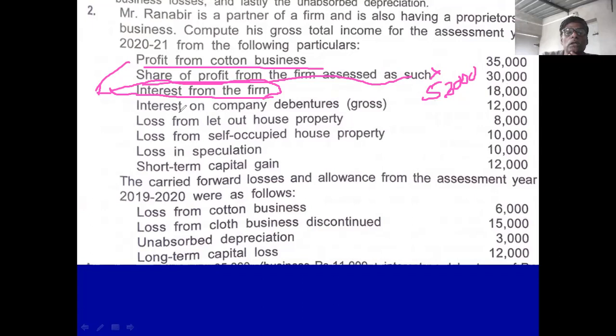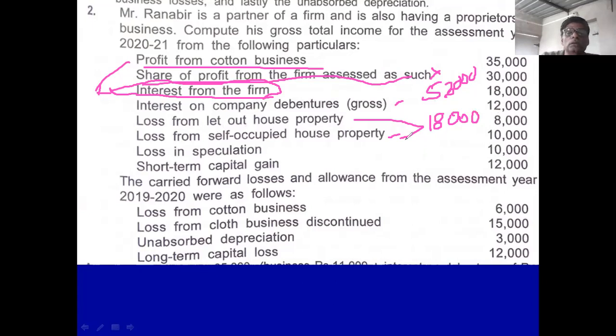Then come to the next, interest on company debenture. It is the income from other source. Then loss from let out property, which is house property. Then loss from self-occupied property, 10,000. So 8,000 is the loss from let out property and 10,000 is the loss from self-occupied property. Total loss is 18,000 in the second head.